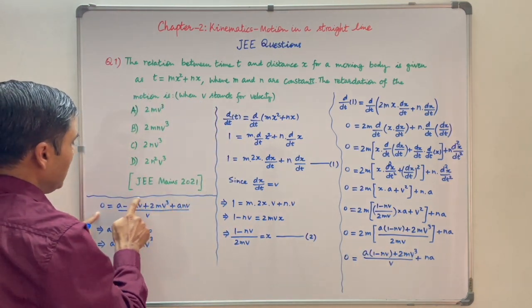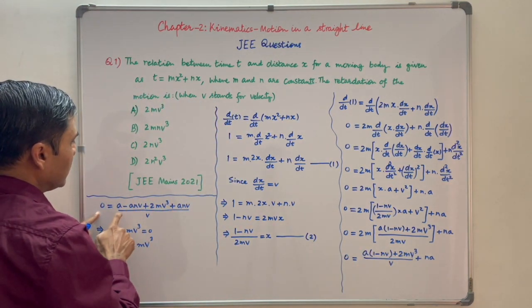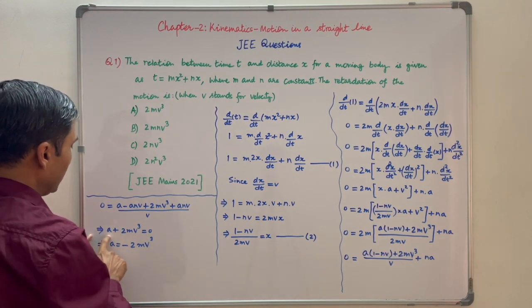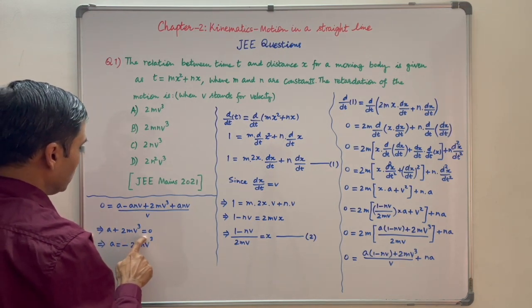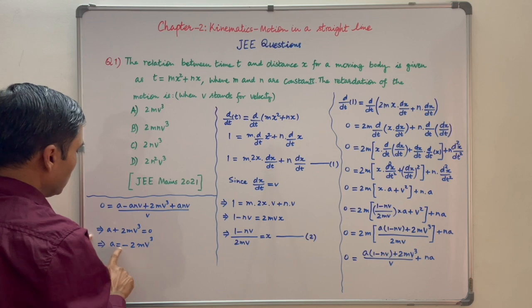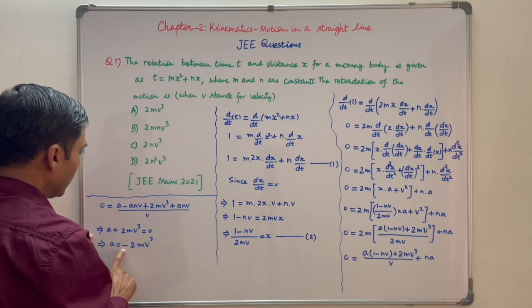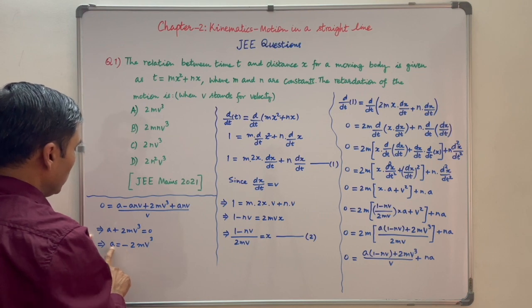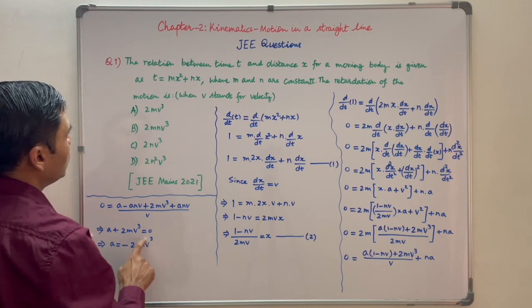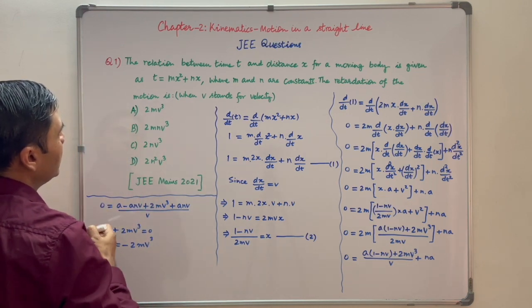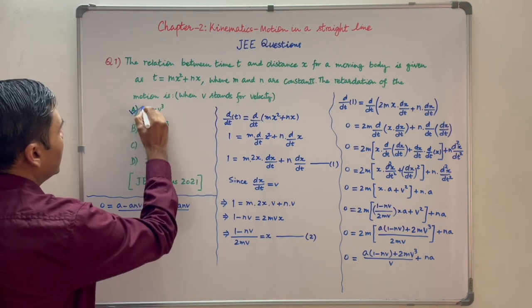Now plus anv and minus anv will get cancelled out. So it will become a plus 2mv cube is equal to 0, or a is equal to minus 2mv cube. The negative sign shows retardation. So the retardation will be equal to 2mv cube, and the correct option will be option A.